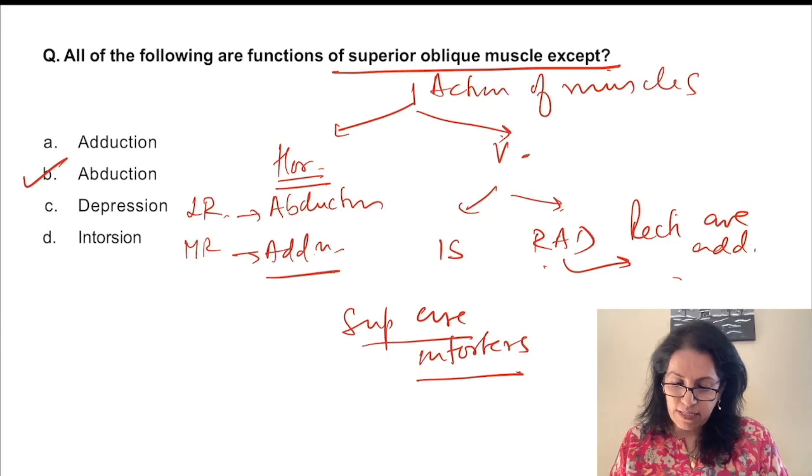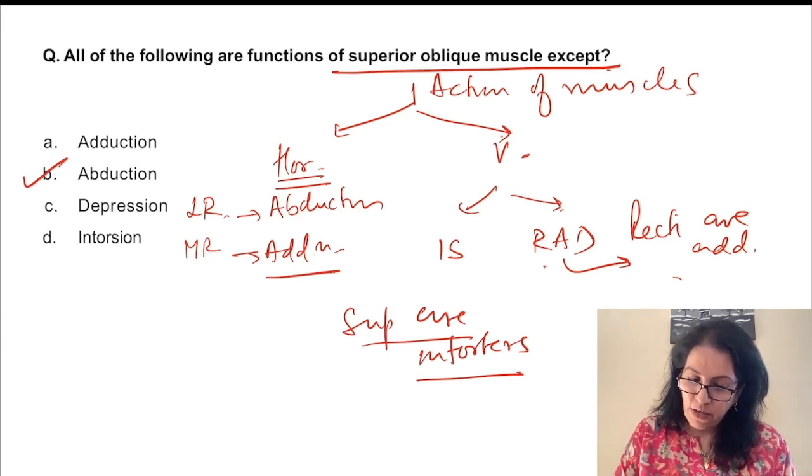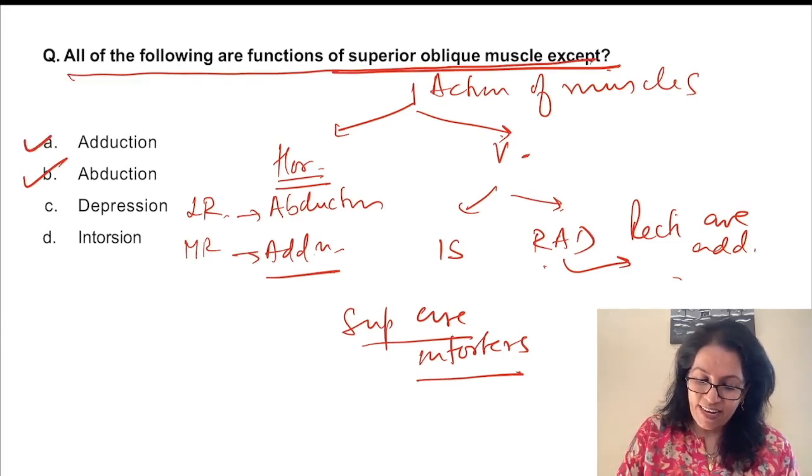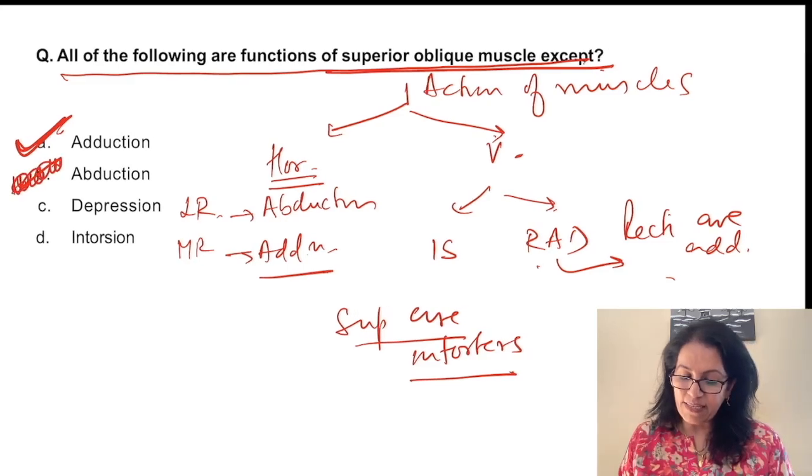I think I have wrongly answered this. Very sorry. When you say all of the following are actions of the superior oblique muscle, after teaching, it should be adduction. Adduction is not an action. The rest all are, except adduction.